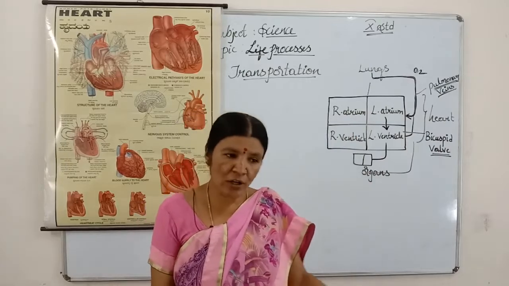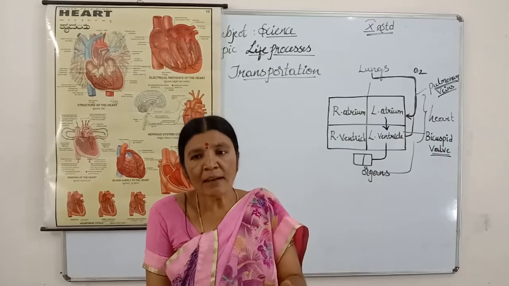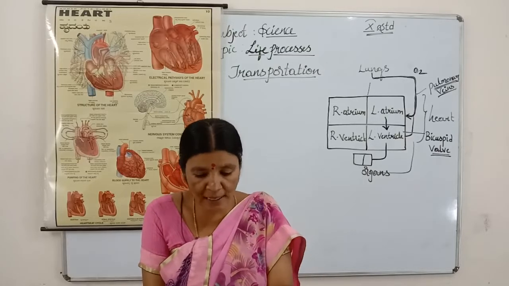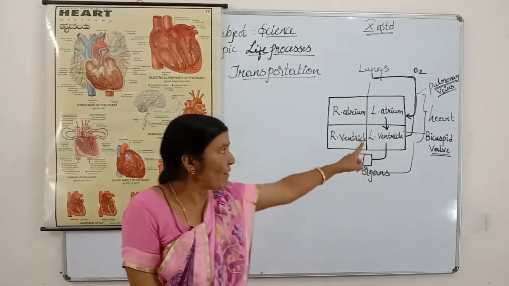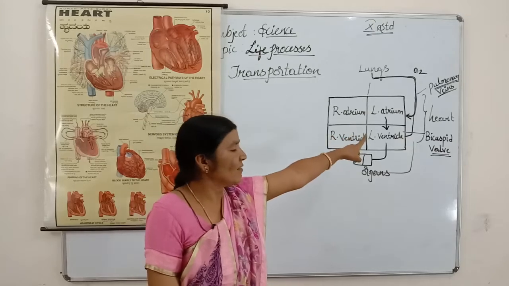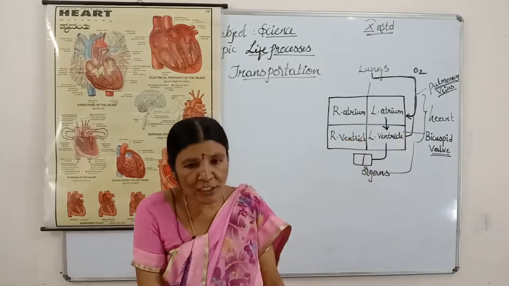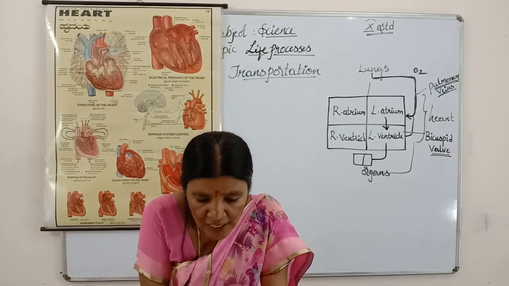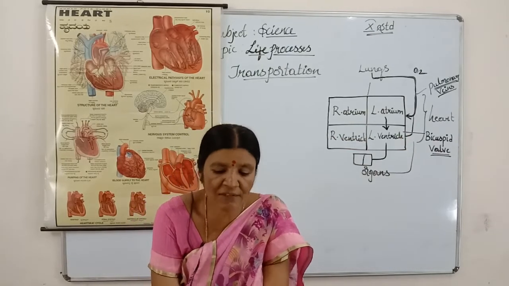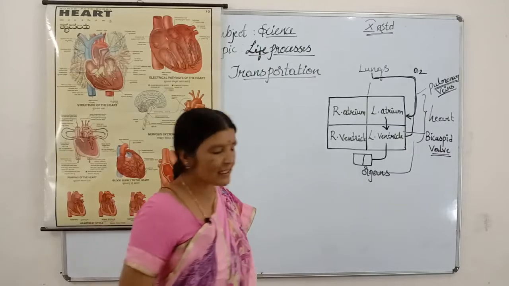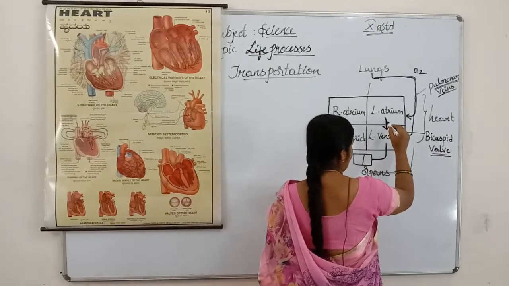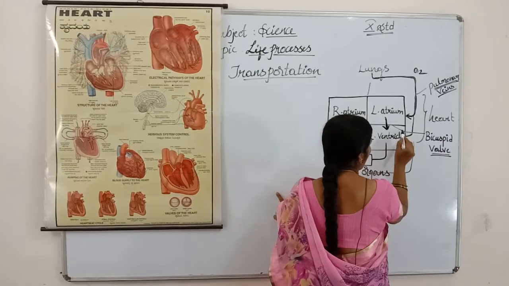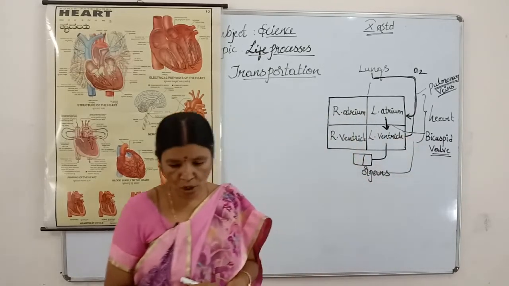Okay, we already know that veins are the blood vessels which carry impure blood, that is deoxygenated blood. But here we see the pulmonary vein, which carries oxygen rich blood to the left atrium, and from the left atrium the blood enters into the left ventricle. Here, I told you, this is the bicuspid valve.